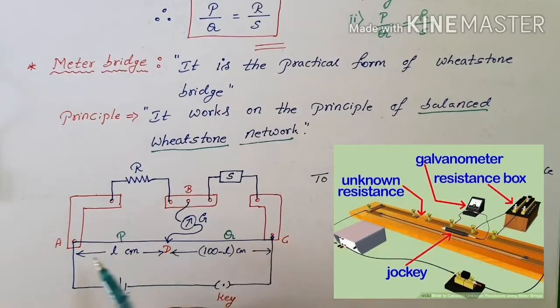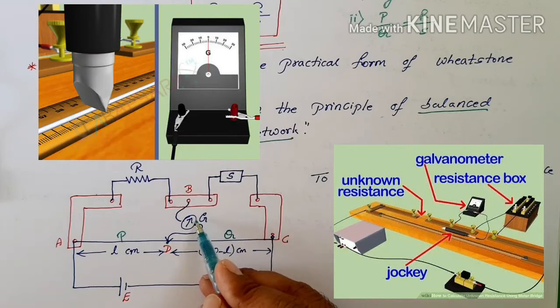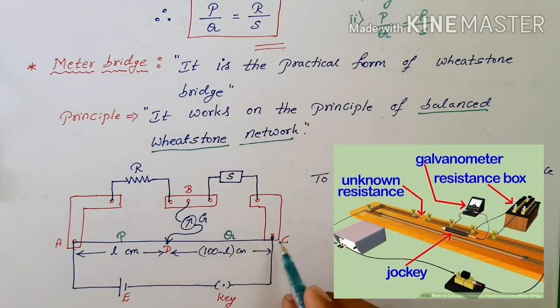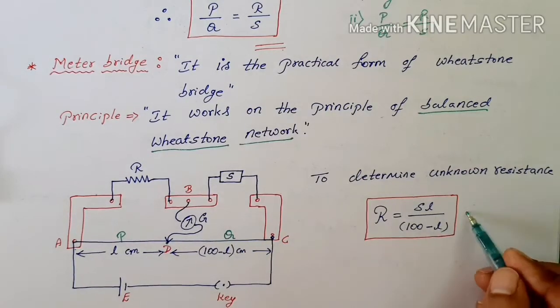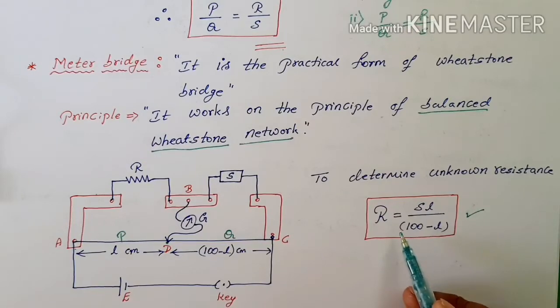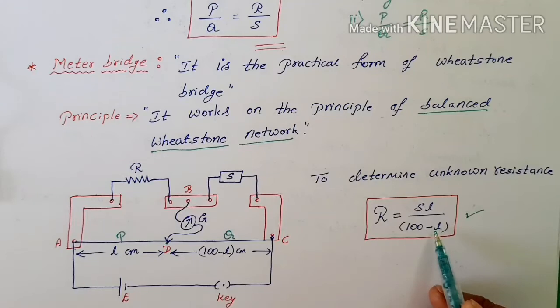When you keep moving the jockey over the wire, at a particular point the galvanometer shows zero deflection. At that point we measure the length, which we call the balancing length L. The remaining length becomes 100 minus L. As I said, it is 100 centimeters in length, that means 1 meter. By using this formula, we will find the unknown resistance practically: R is equal to SL by 100 minus L.